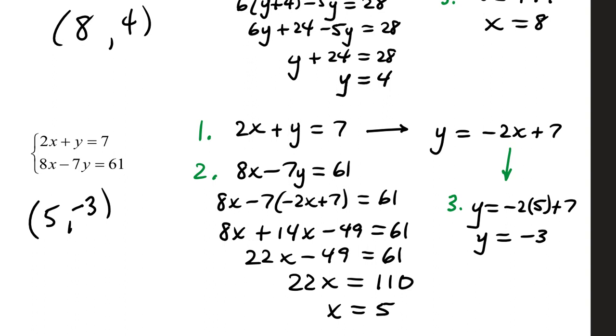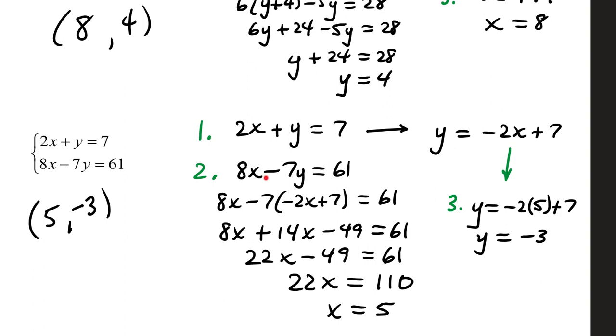The second system of equations, we have 2x plus y equals 7, 8x minus 7y equals 61. When you're looking at your variable terms, I think that the top y is the easiest to isolate. So in step 1, 2x plus y equals 7, I subtract 2x on both sides, and that gives me y equals negative 2x plus 7.